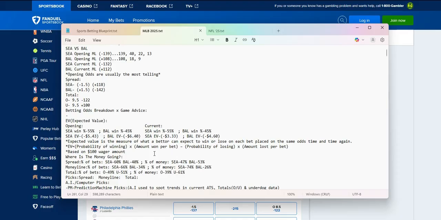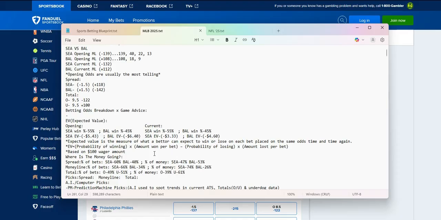Now, expected value. Expected value is based on the opening odds for the opening, and the current odds are based on the current odds. That is also how we calculate win percentage. Expected value is the measure of what a bettor can expect to win or lose on each bet placed on the same odds time and time again. 55% win percentage going with Seattle, 45% with Baltimore based off the opening money line odds. Current odds are the exact same win percentage based off the minus 132 for Seattle currently, plus 112 for Baltimore, and that is 55% and 45% currently.